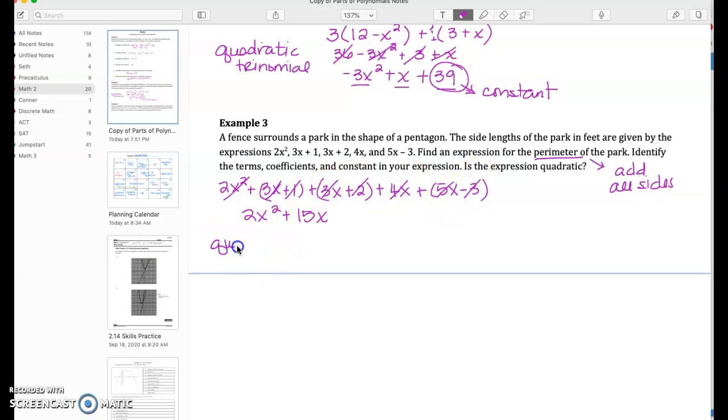So this is an example of a quadratic binomial, meaning it has two terms. But again, the highest degree is 2, so it would still be quadratic. So the terms are 2x squared and 15x. My coefficients are 2 and 15, and this has no constants.